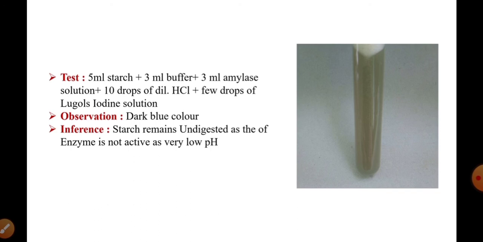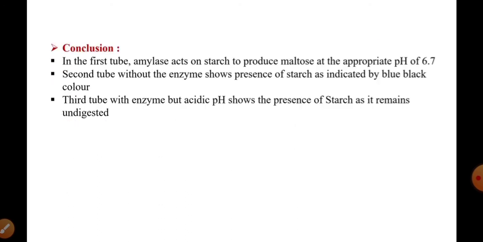So this was the observation for the 3 test tubes. Now on the basis of this observation, we can draw the conclusion that in the first tube, amylase acts on starch to produce maltose at an appropriate pH of 6.7. In the second test tube, without the enzyme, it shows the presence of starch as indicated by blue-black coloration. And in the third test tube, with enzyme but at acidic pH, it shows the presence of starch as it remains undigested. The enzyme did not show its activity in the third test tube.